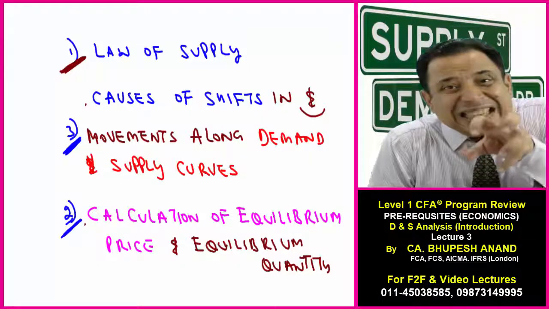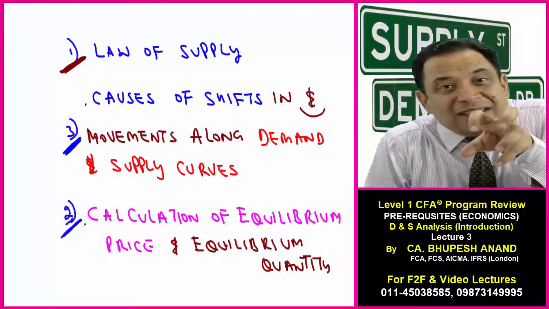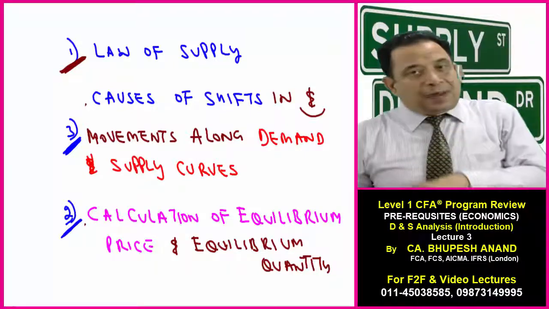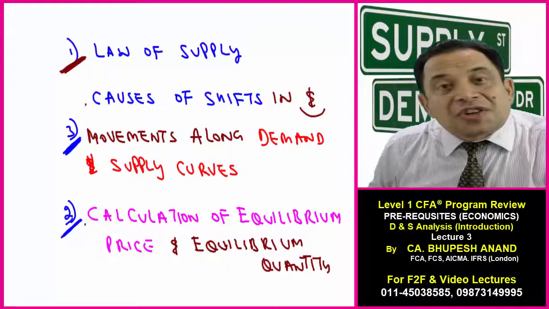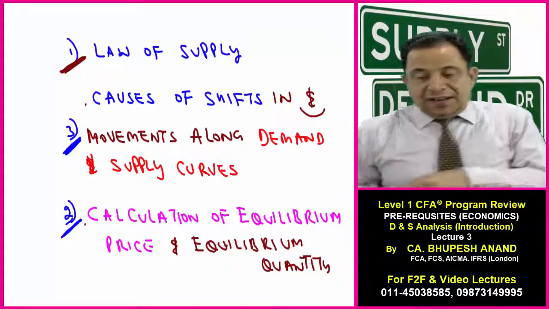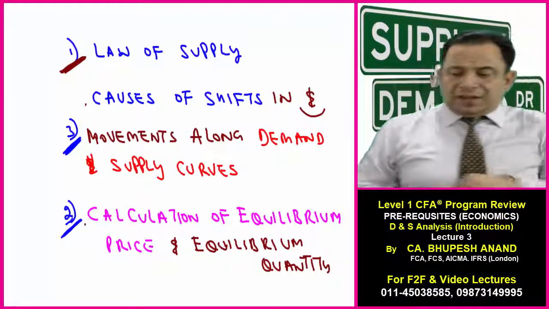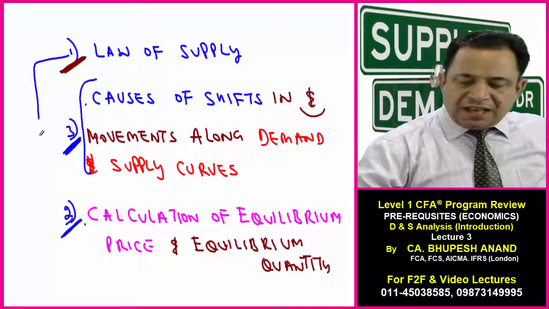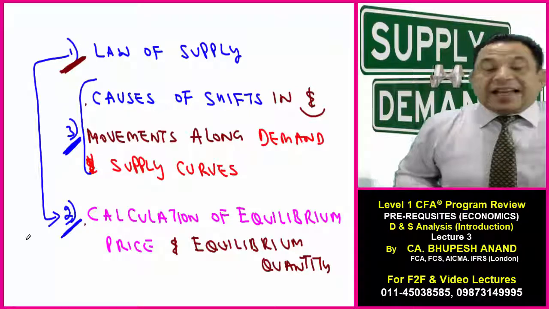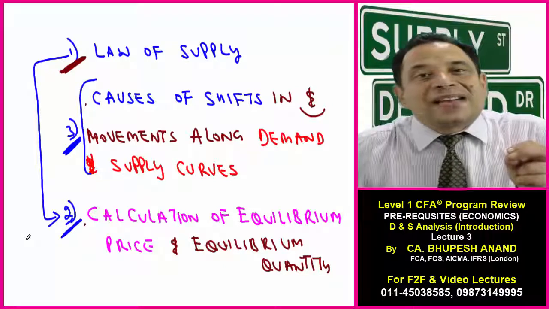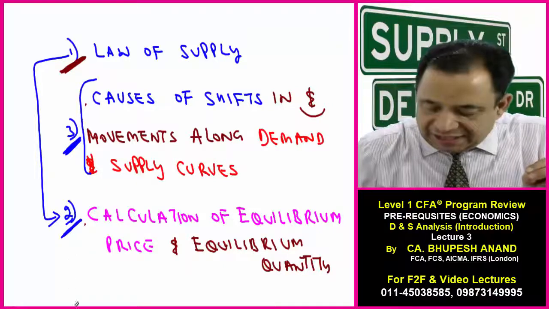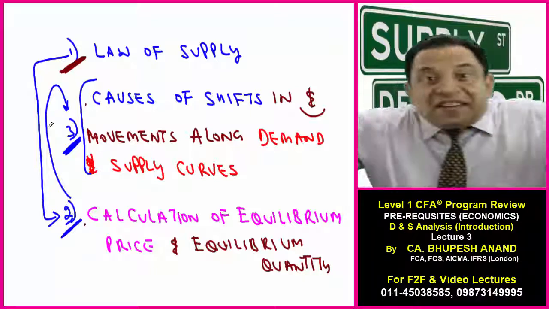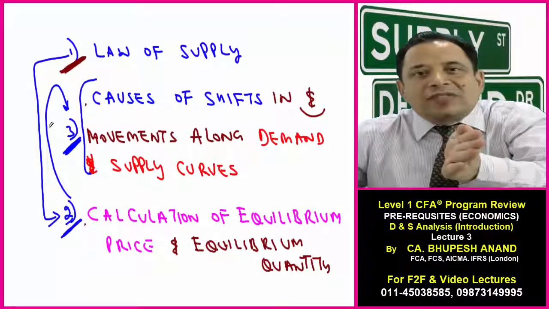These are the contents, the learning outcomes which I will be doing. Law of supply: what do I mean by law of supply? What are the causes of shift in supply? And movements, this is the third part. Firstly, we will be doing the first, then the calculation of equilibrium price and equilibrium quantity, and then we will switch over to the causes of shift and movement along the curves.